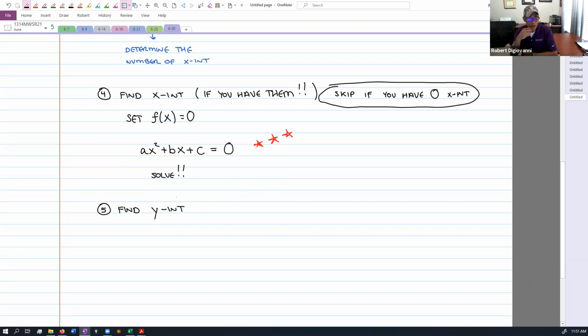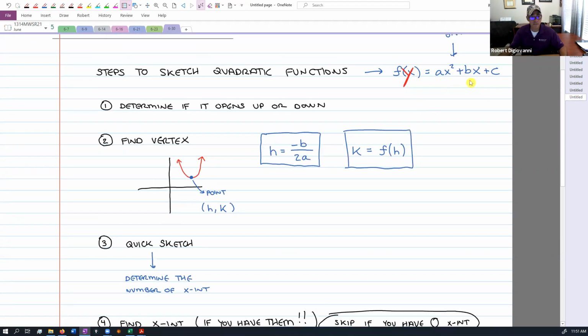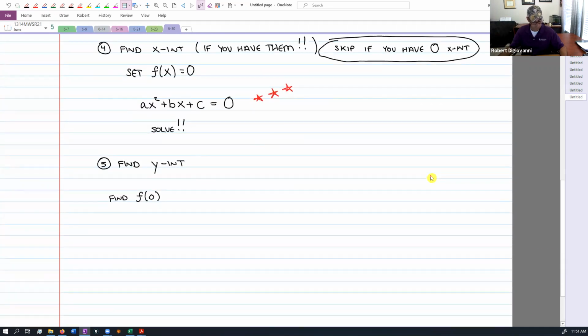Okay, so to find the y-intercept, how did we find the y-intercept on the line? To find x-intercept, we set y to 0. To find y-intercept, we set x to 0, right? We set x to 0. So to do this, we take f and we plug 0 into the function. So we find f of 0. So all you're gonna do is plug 0 in here. And then the 6th step is to do our final sketch. And we're done.